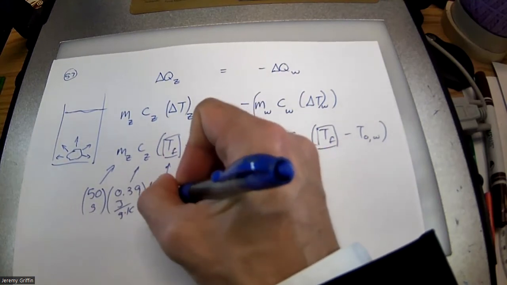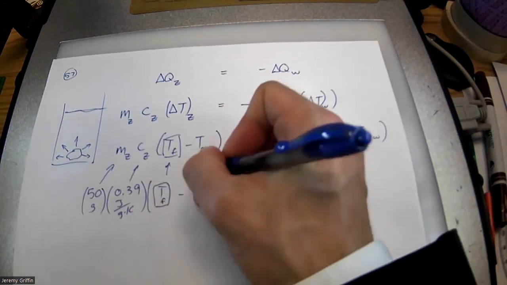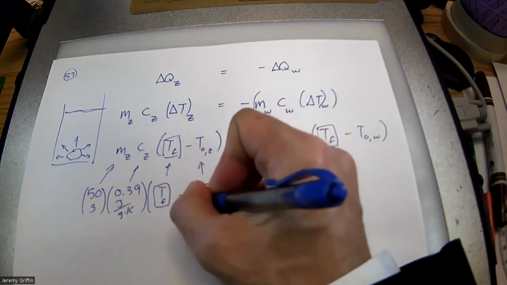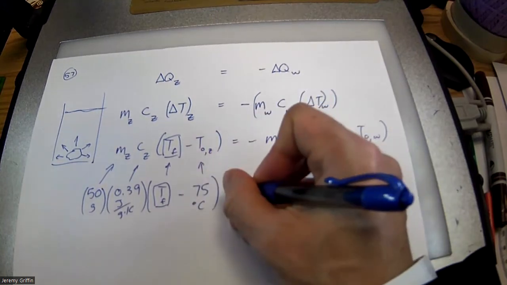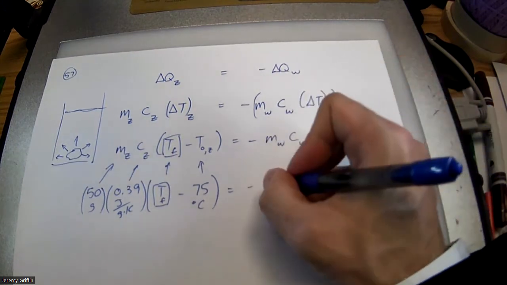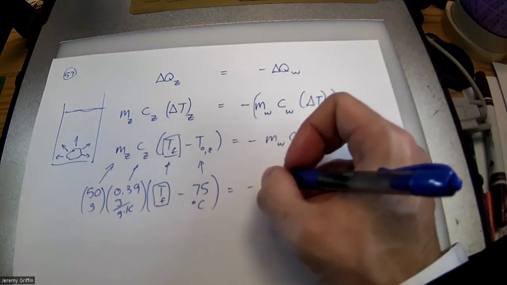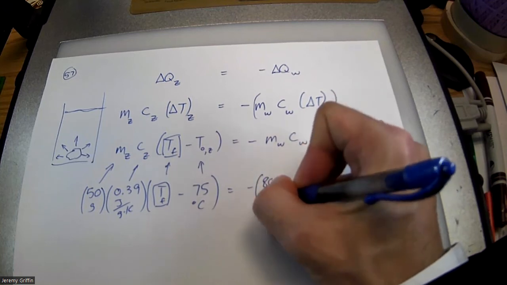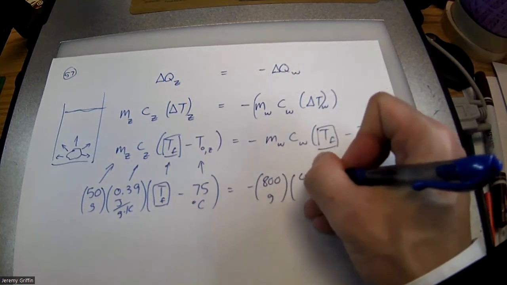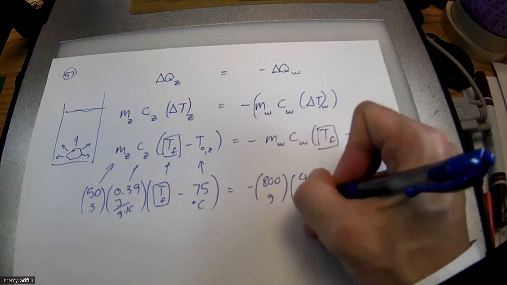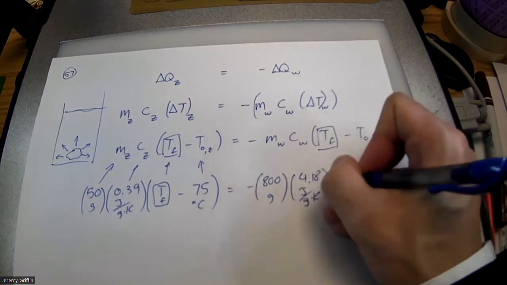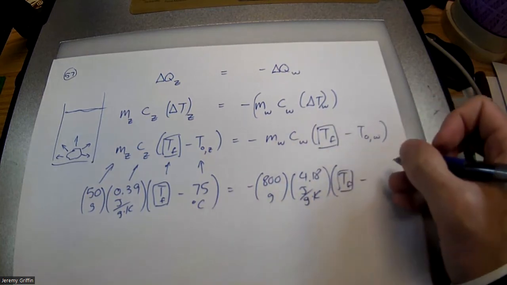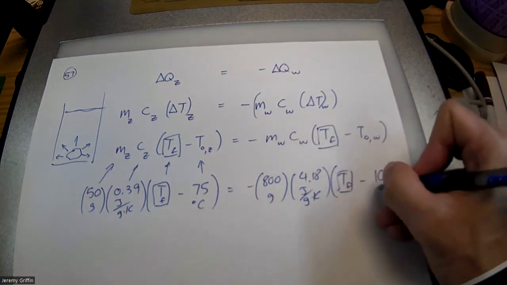And we're seeing what the equilibrium temperature is. I started with a really hot piece of zinc, it was like 75 degrees Celsius. Negative, mass of water was 800 grams, 4.18 joules per gram Kelvin, specific heat capacity of water. Then final temperature minus, it had some pretty cold water, it was at 10 degrees Celsius.